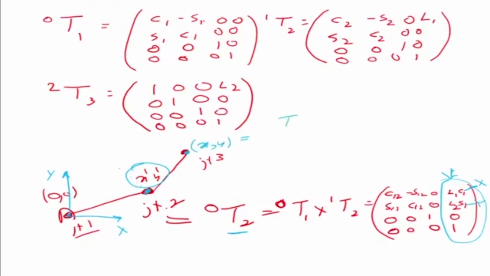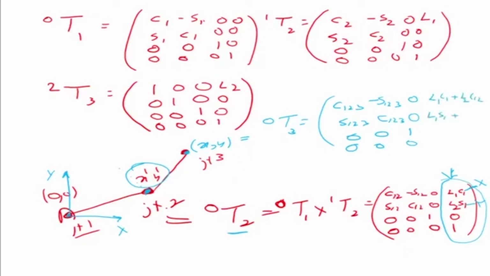Now I take the full matrix T0 to 3, and if you multiply it out, what do we get? Cos 123, minus sin 123, sin 123, cos 123, 0 0 1 0 0, and 0 0 0. And here: L1 cos 1 plus L2 cos 12, L1 sin 1 plus L2 sin 12, then 0, and 1. I have derived all these things in one or two classes earlier. Please refer to those notes for details.